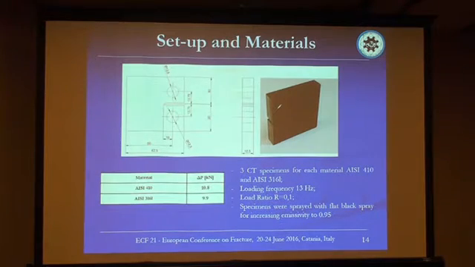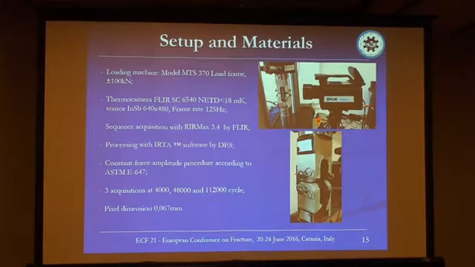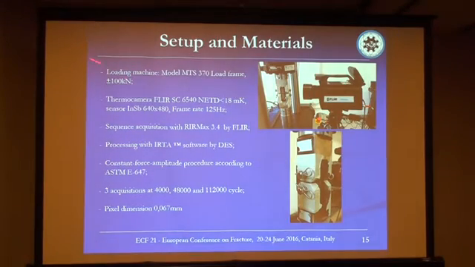In this work, we used 3 CT specimens for each material, martensitic and austenitic. The loading frequency was 13 Hz, the load ratio 0.1, and the specimens were sprayed with fat black spray to increase the emissivity of the surface. The loading machine was an MLTS with a load cell of 100 kN. The thermocamera was a FLIR SC6540.